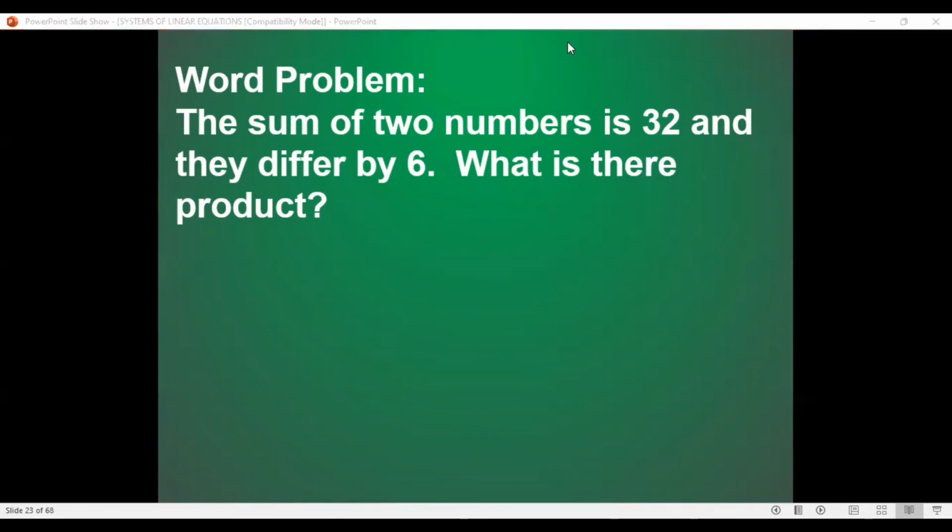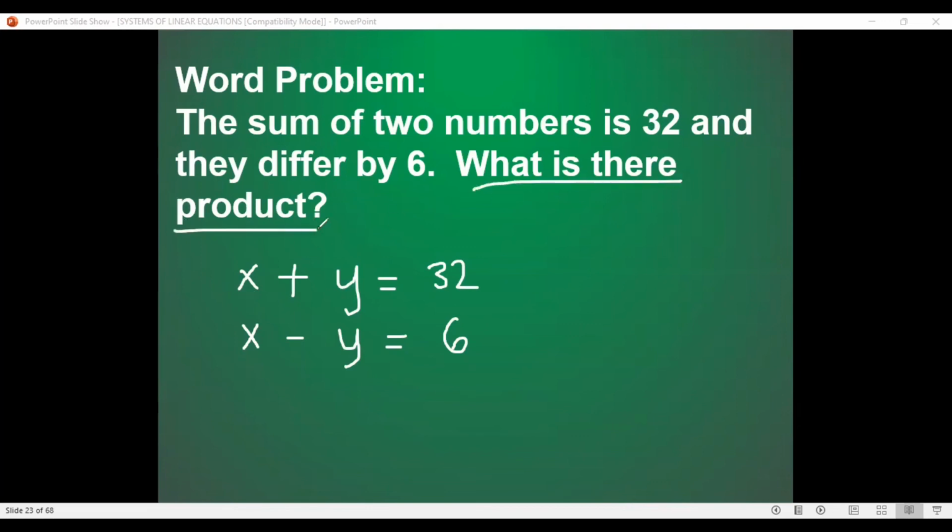Again, the statement says the sum of this is 32. So we have two missing numbers. We can have them as x plus y, and if you add them, the answer that we are getting is 32. And they differ by 6, which means that once you subtract them, we can have an answer equivalent to 6. So x minus y is equivalent to 6. So we have these two linear equations, so that after getting the values of x and y, it is possible for us to find their product.